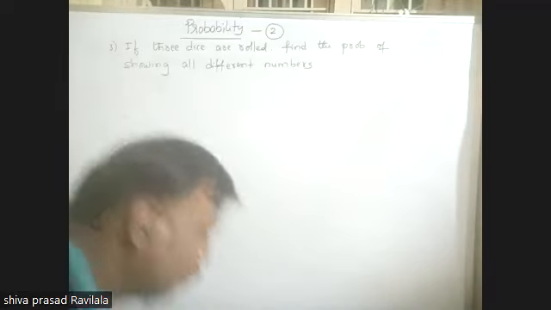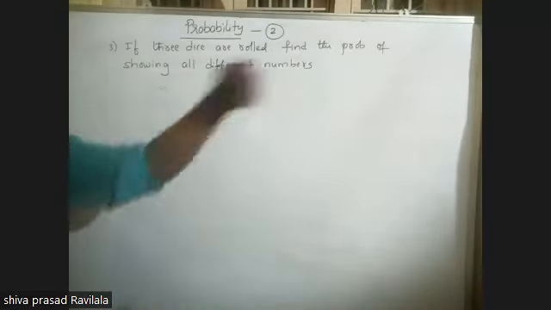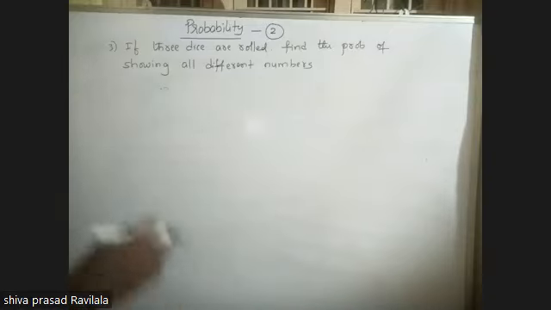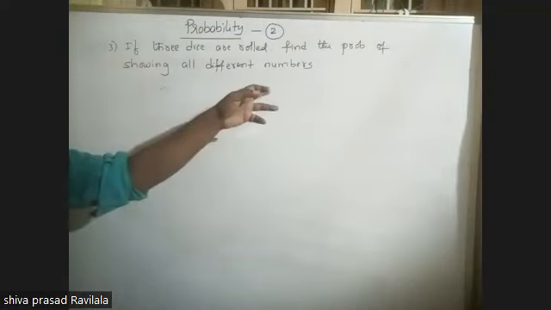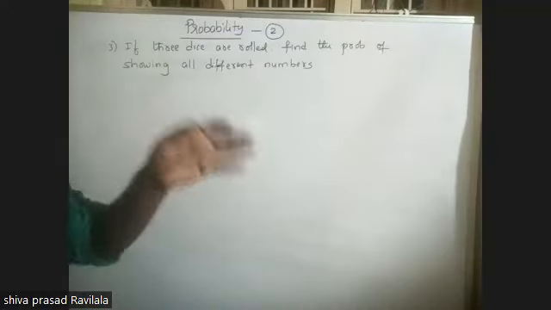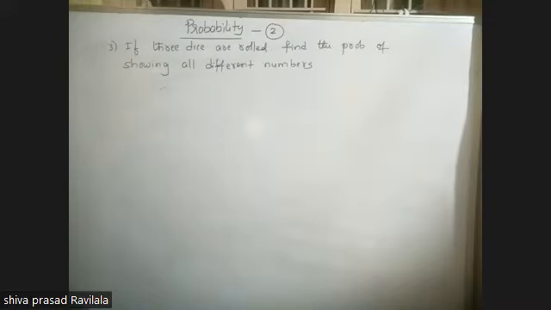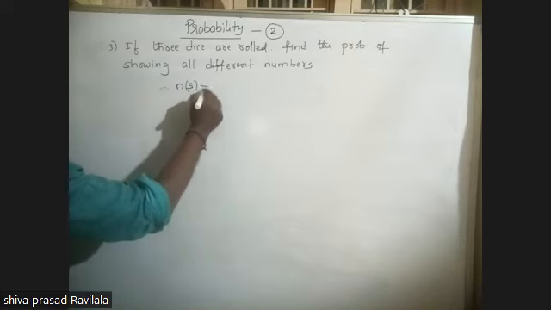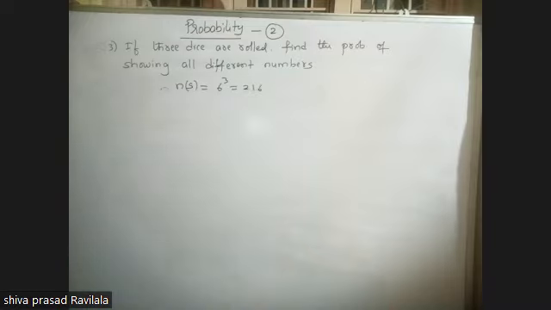Showing all different numbers means when 3 dice are thrown, first hand, second hand, and of course there is a third hand. When 3 dice are rolled, it may be 1, 1, 1, or 1, 2, 3, or 2, 3, 5, like that. Showing all different numbers means other than 1, 1, 1. You take 1, 2, 3, 2, 3, 5, like that. When 3 dice are thrown, n of S is equal to 6 cube, which is equal to 216, 36 into 6.